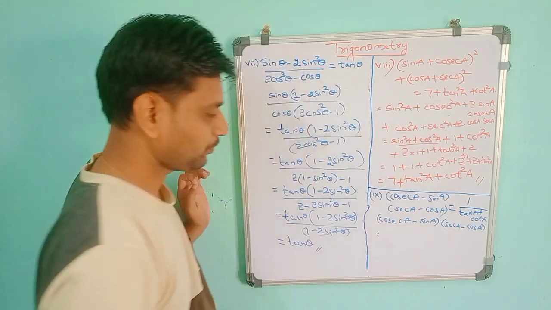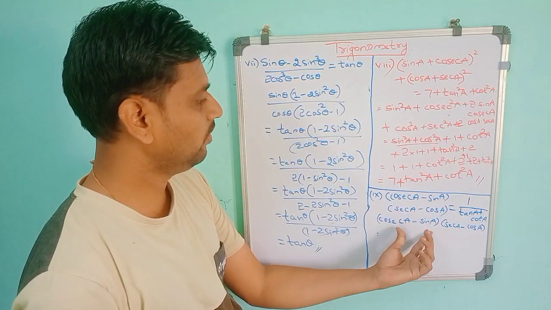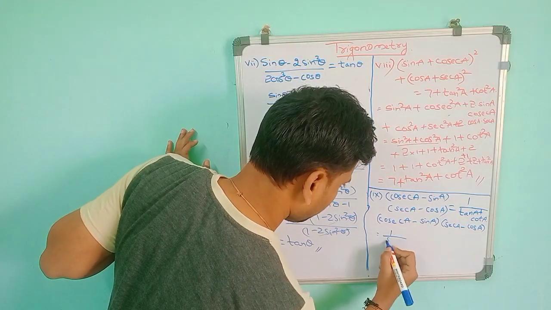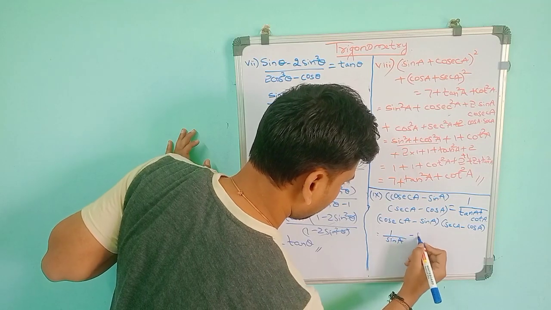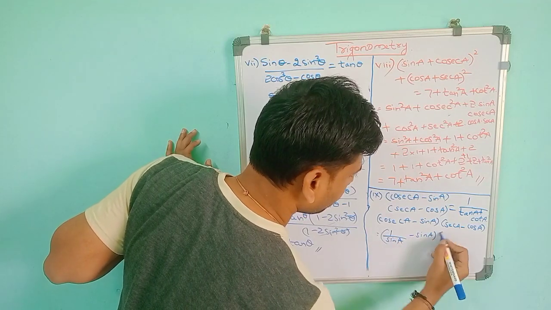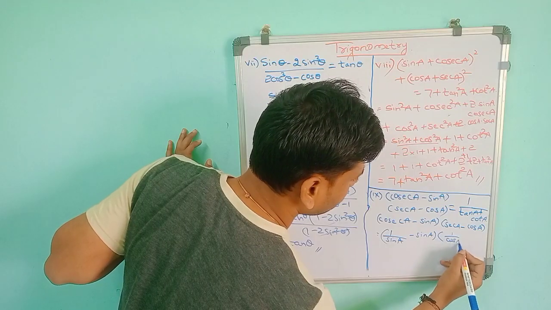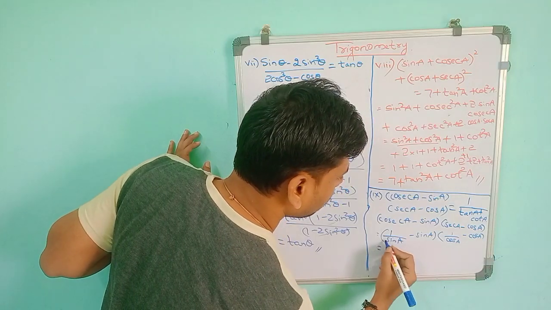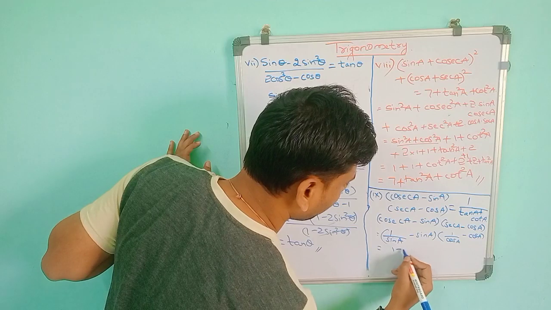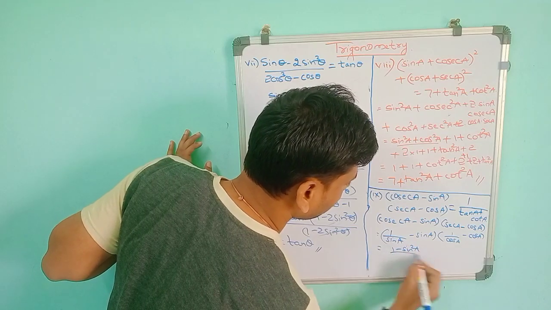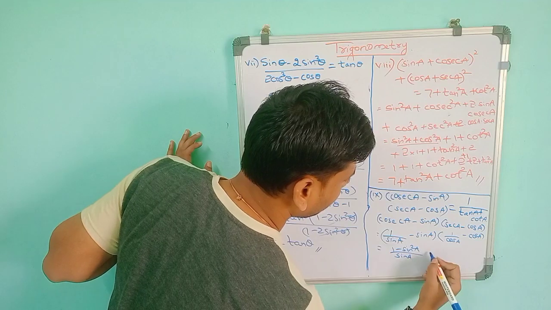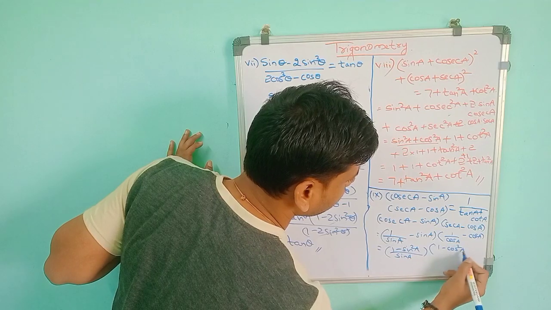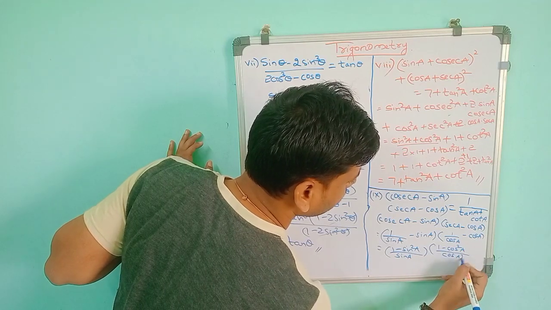So sin and cos reverses are there, but with a negative sign. So you convert cosec into sin A, because reverse, 1 by sin A minus sin A, into sec A, 1 by cos A, minus cos A. So the LCM will be sin A. So 1 minus sin square A divided by sin A, into 1 minus cos square A divided by cos A.